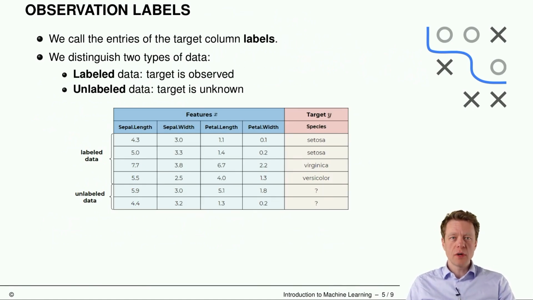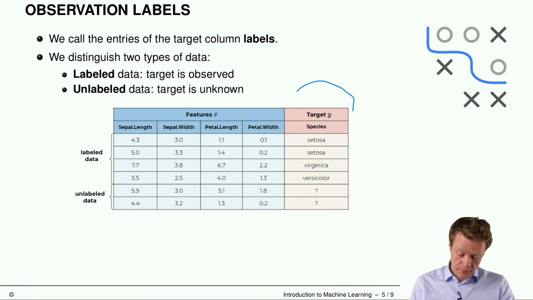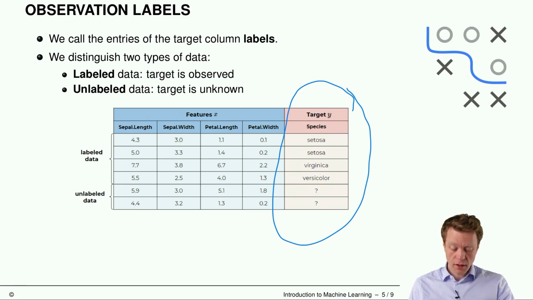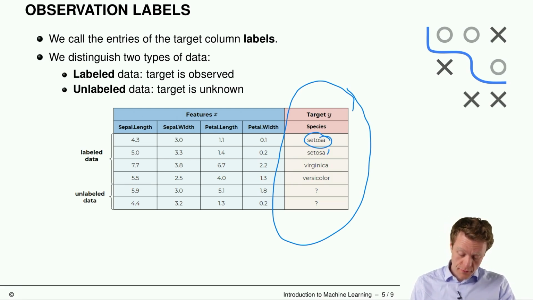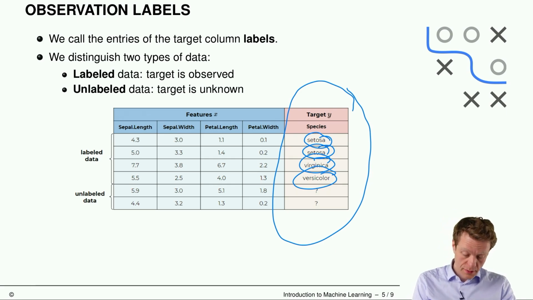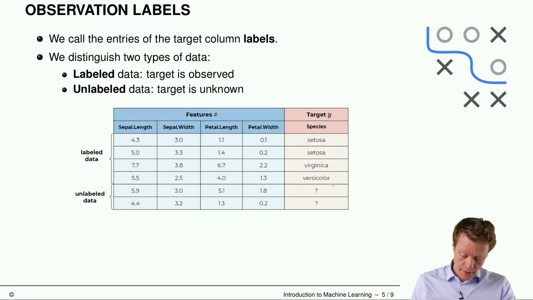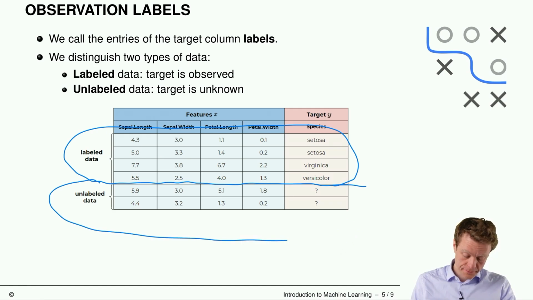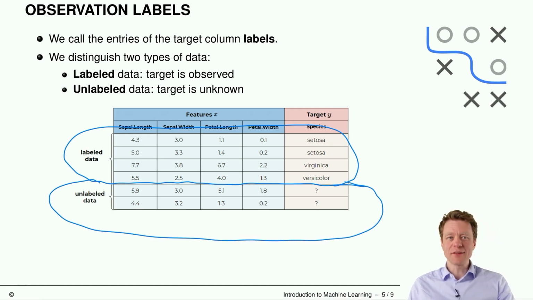Very well, let's speak about the term labels now. We call the entries of the target column labels. Okay, so the target column is this y column, and the entries of this target column we call labels, which also means that we can differentiate between labeled data and unlabeled data, where labeled data is everything where we do have labels, and, well, obviously unlabeled data is where we don't have the labels. I guess that is pretty straightforward.